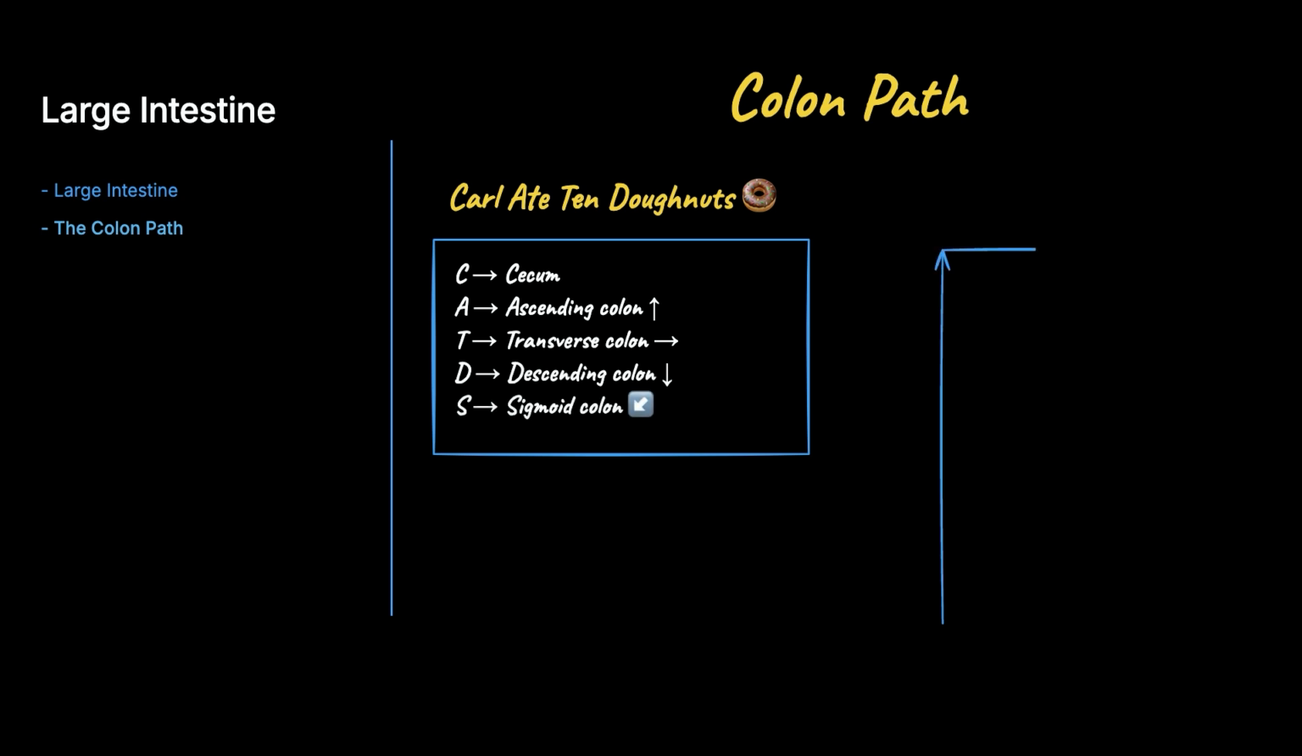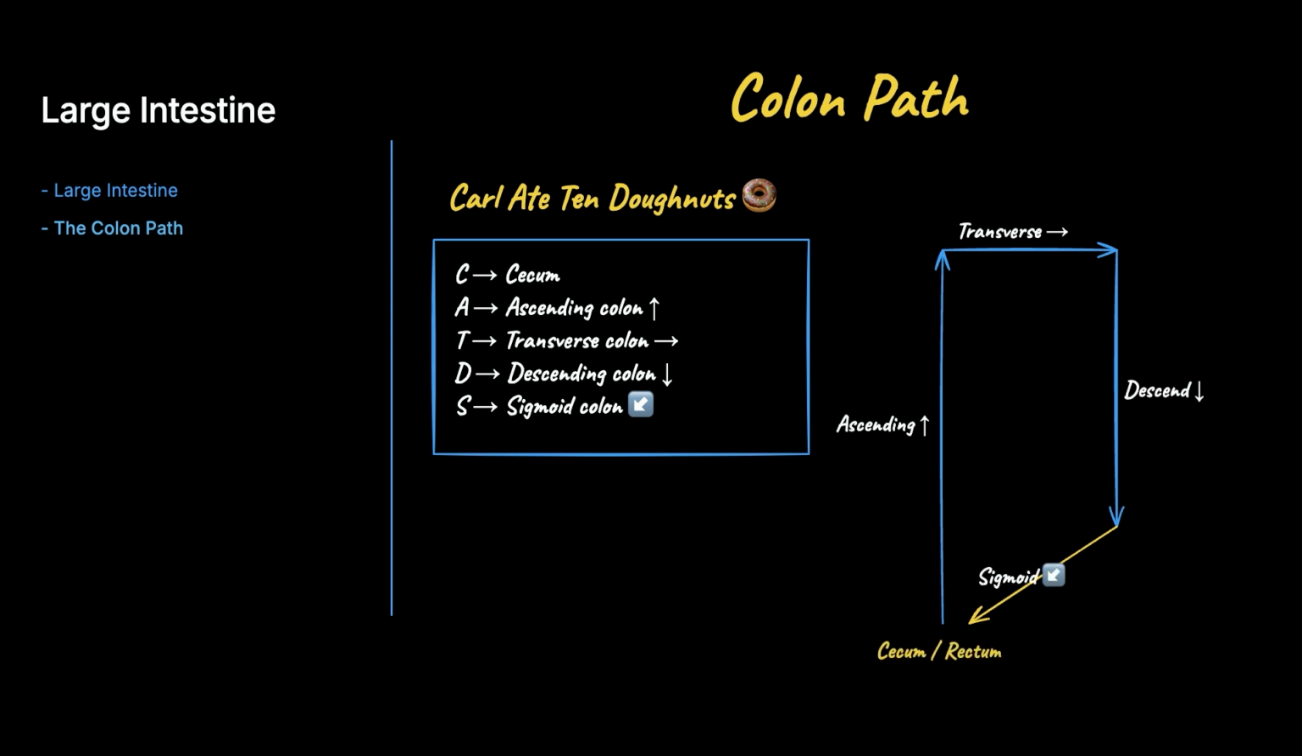From the cecum it rises as the ascending colon, crosses as the transverse colon, drops as the descending colon, curves through the sigmoid colon, and empties into the rectum. A handy phrase is Carl ate 10 donuts for cecum, ascending, transverse, descending, and sigmoid colon.